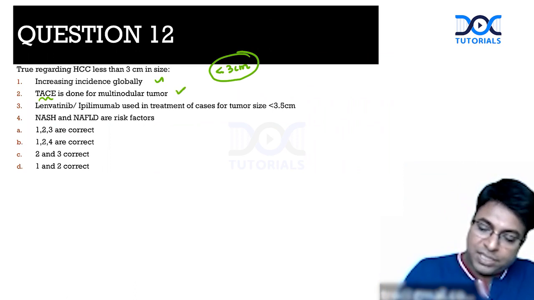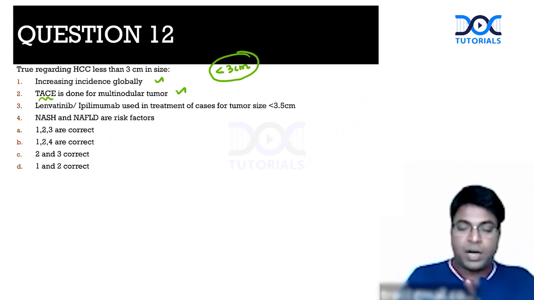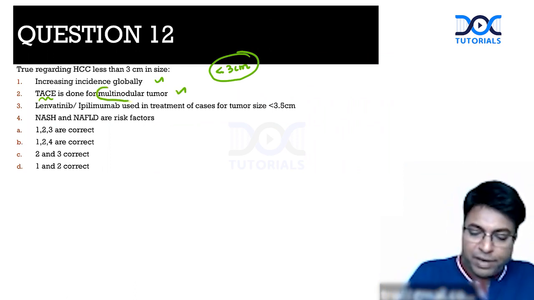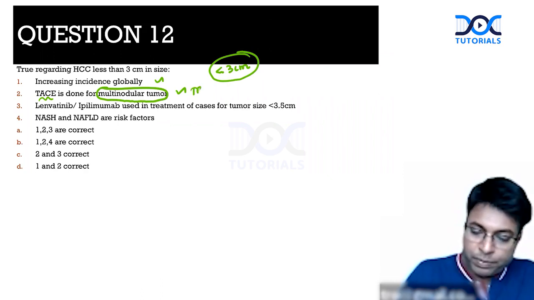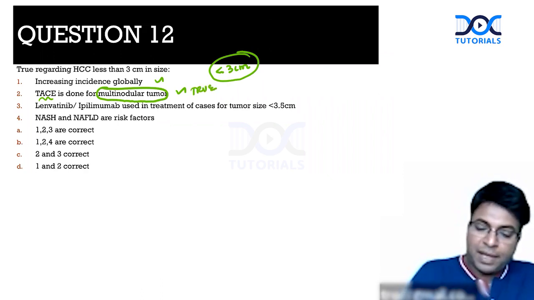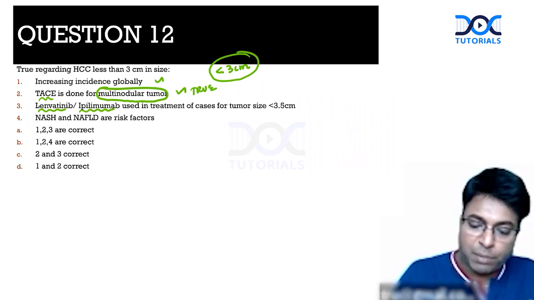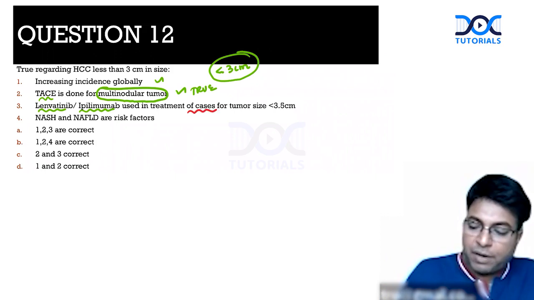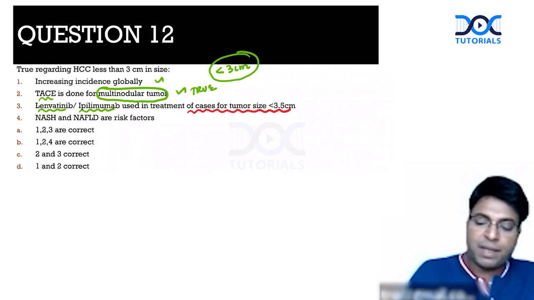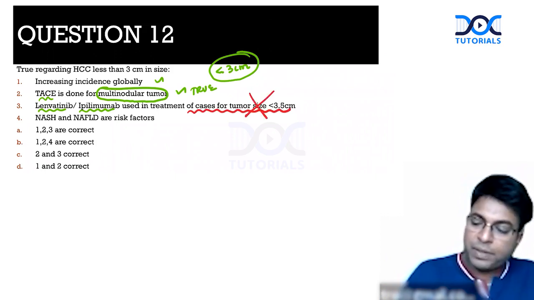Transarterial chemoembolization is done for multinodular tumor. That is the catch point. Very, very interesting point. It is true. I'll explain about it. Lenvatinib and ipilimumab: one of these two drugs was given in the exam. I don't know which drug was given. There is a confusion among the students. Is it used in the treatment of tumor less than 3 centimeter? Whatever the drug given, totally wrong.